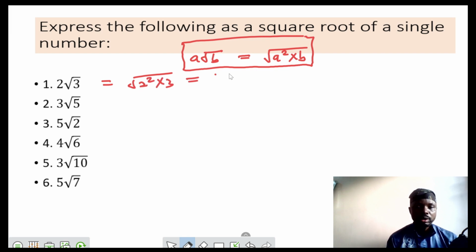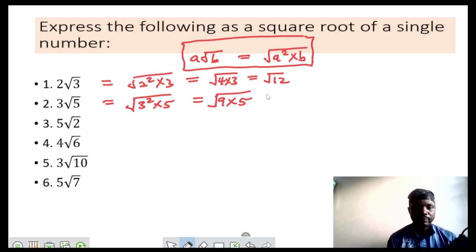And 2 squared times 3 gives me root 4 times 3, and root 4 times 3 will give me root 12. So on. Here, the same thing. You put your root. Since the whole number wants to enter under the umbrella, it has to be 3 squared, then times 5. So this one becomes 9 times 5, and you have root 45.